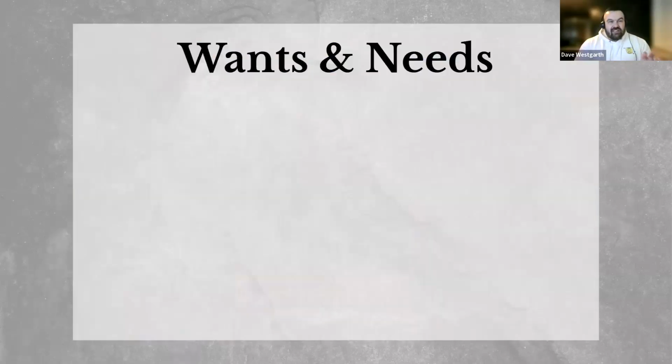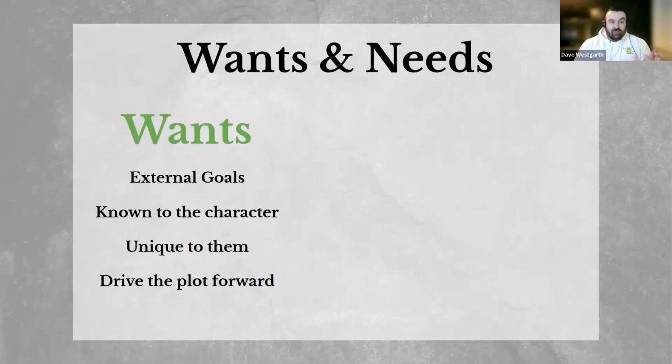Typically, your protagonist needs two things in a movie to drive the story forward and drive them through their arc, and these are wants and needs. The wants are external goals to the character. They're known to the character, and they're typically unique to them. These are used to drive the plot forward.